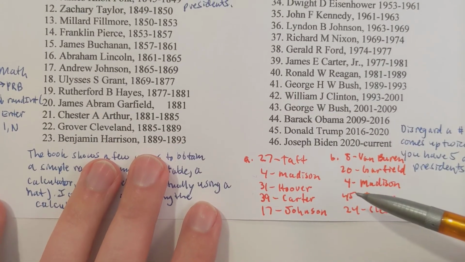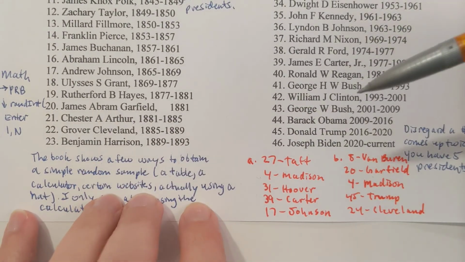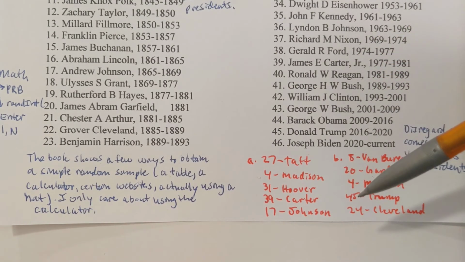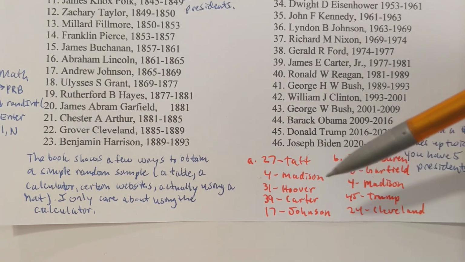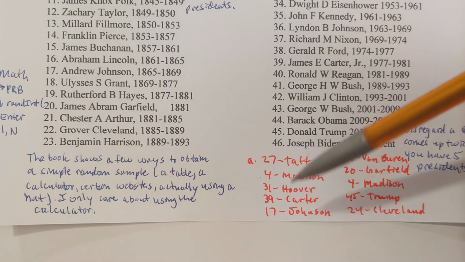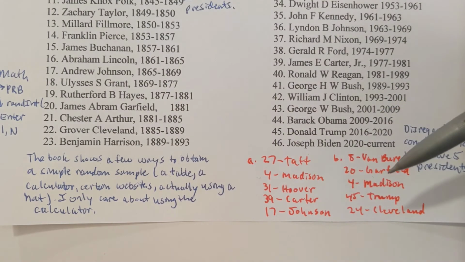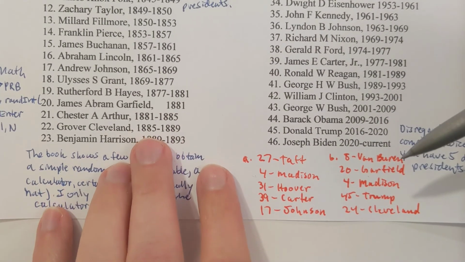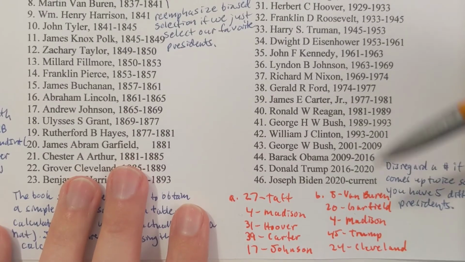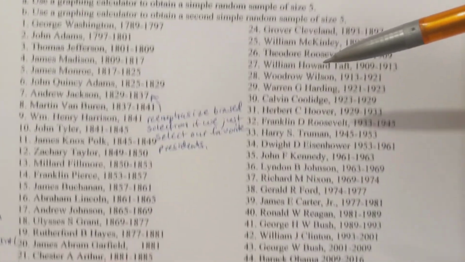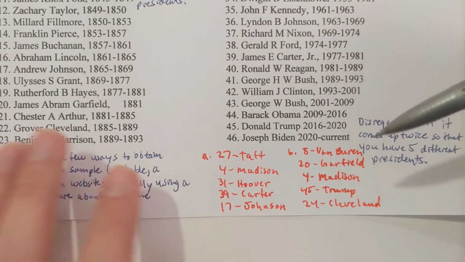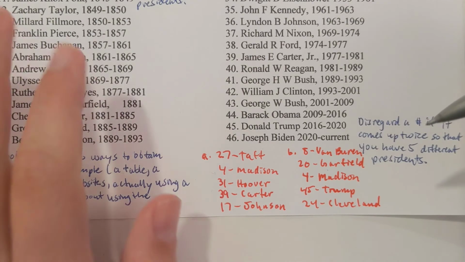Now 4. The 4th president, James Madison, was in my first sample. That's okay. It doesn't say anything about not using the same number or anything like that. So if I get some of these same numbers, that's totally fine. Then 45 would be Trump, and 24 would be Cleveland. So this group of 5 would be my second simple random sample of size 5.